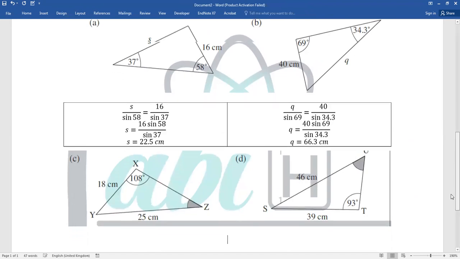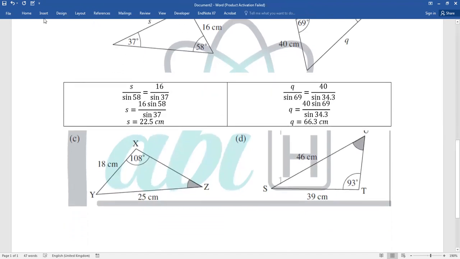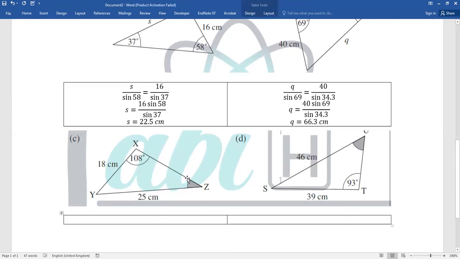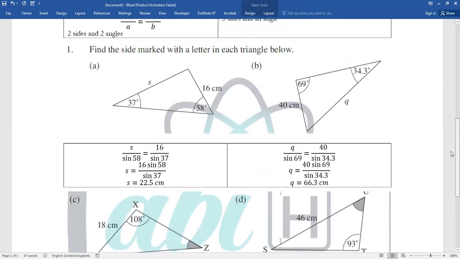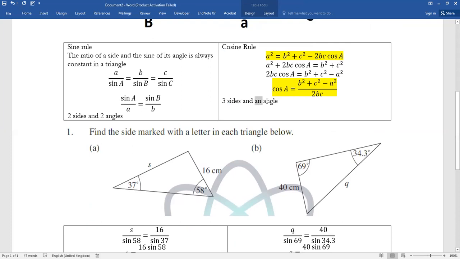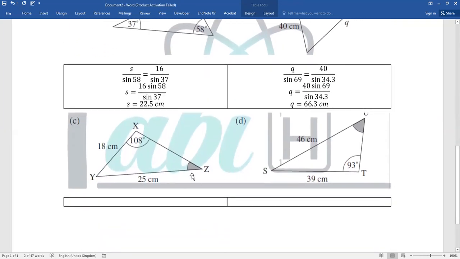Okay, again, we need to find the marked angle in these two parts. For the first one, I need this angle. And if I were to use the cosine rule and I need the angle, if the angle is the unknown, then all three sides must be known. So if I want to find this angle, do I know all three sides? No, so I cannot use the cosine rule.